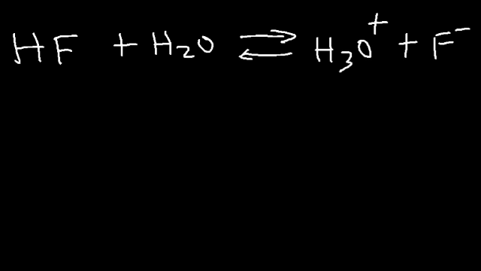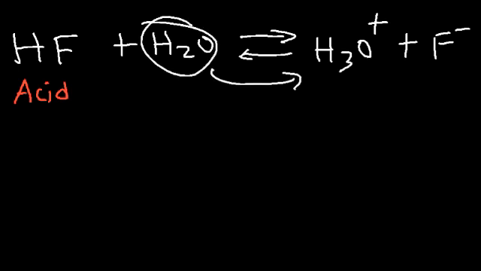As you can see, HF is considered an Arrhenius acid because it releases hydronium ions into the solution. But it's also considered a Bronsted-Lowry acid because it's a proton donor. HF lost a hydrogen. It donated a hydrogen to water. Because it lost the hydrogen, it is the Bronsted-Lowry acid. Now water was the proton acceptor. Water accepted the hydrogen as it turned into the hydronium ion. So water in this case is the Bronsted-Lowry base.